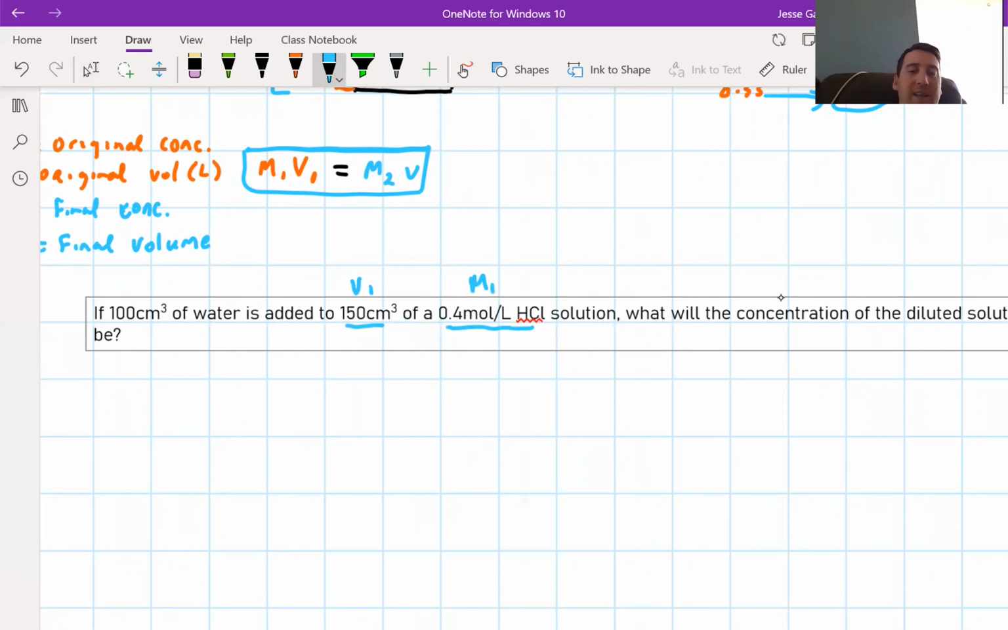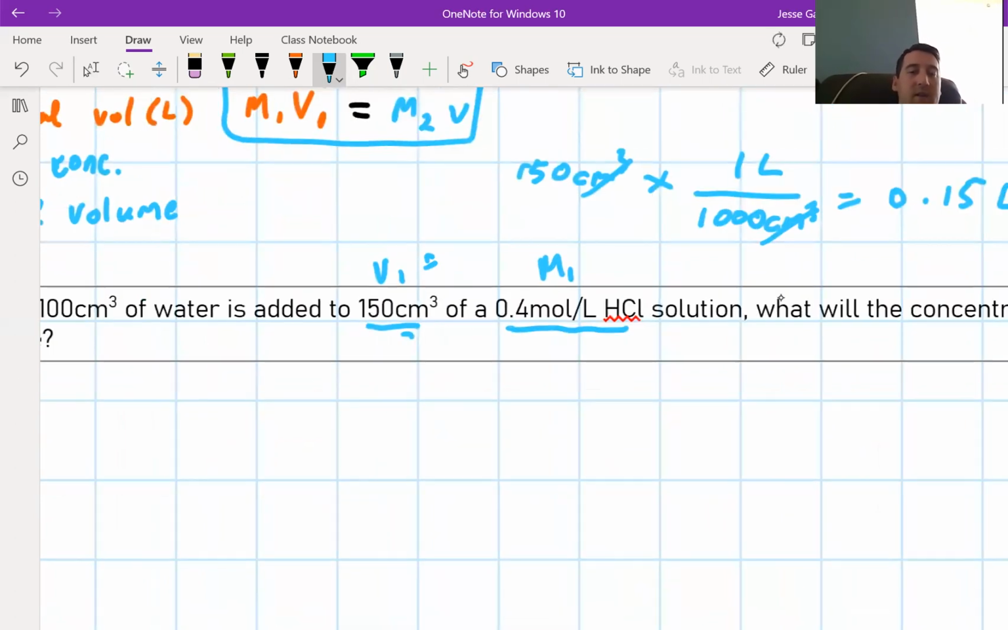But that's in cm cubed, so I need to convert to liters first. I've shown you how to do this before. You do 150 cm cubed times 1 liter for every 1,000 cm cubed, so cm cubed cancels out, and you get 0.15 liters. Most of you may be able to do that in your head because you've done it so many times. So this is going to be 0.15 liters.